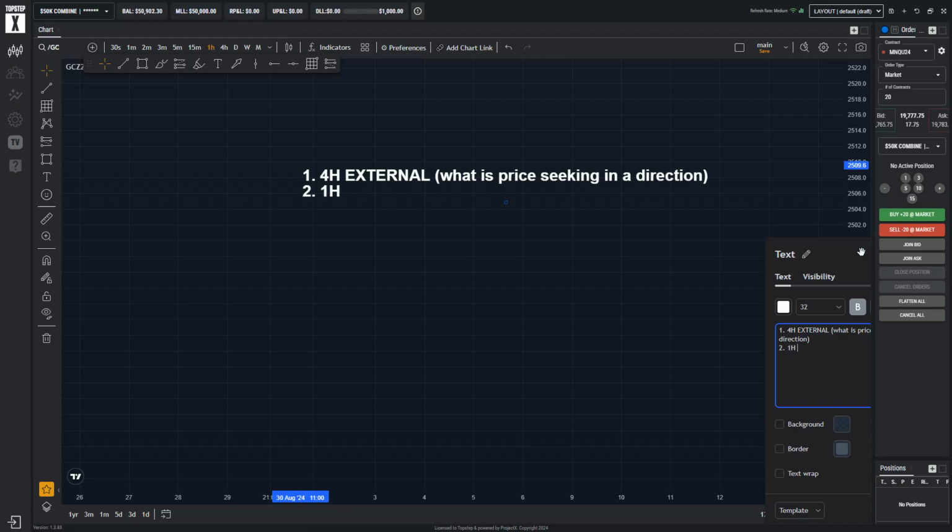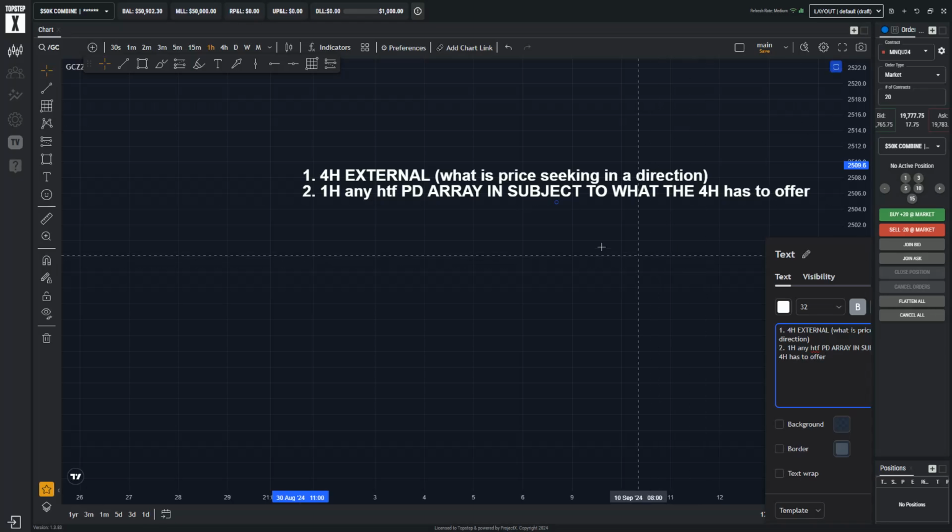The 1 hour is any high time frame PD array in subject to what the 4-hour has to offer. So if the 4 hours telling me that we're going up, I want to see a 1 hour sweep to the low. Third, scale down into any time frame, right? And then any time frame between the 5 and the 1 minute.